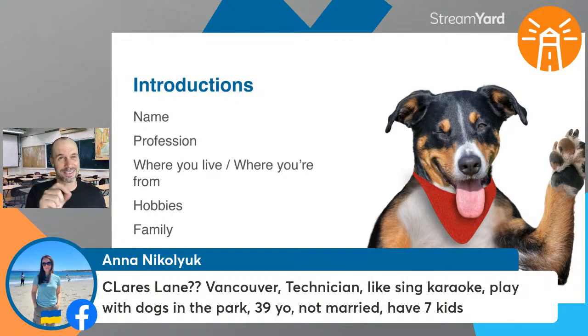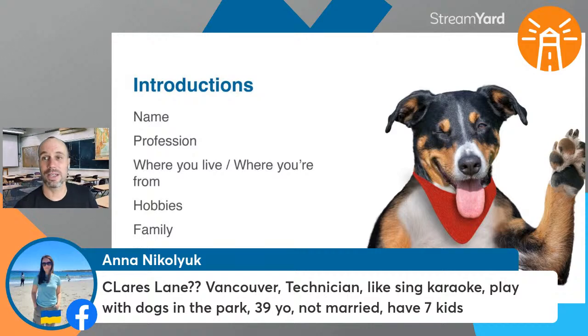You're close, Clarence. Clarence Lang. Vancouver, good. Technician. I think I said X-ray technician. Karaoke, play with dogs in the park, 38 instead of 39. Not married, has 7 kids. So you're 90% correct, Anna. Just the spelling, Clarence Lang, X-ray technician, and he's 38 instead of 39. Other than that, you got it perfectly. So great job, Anna.